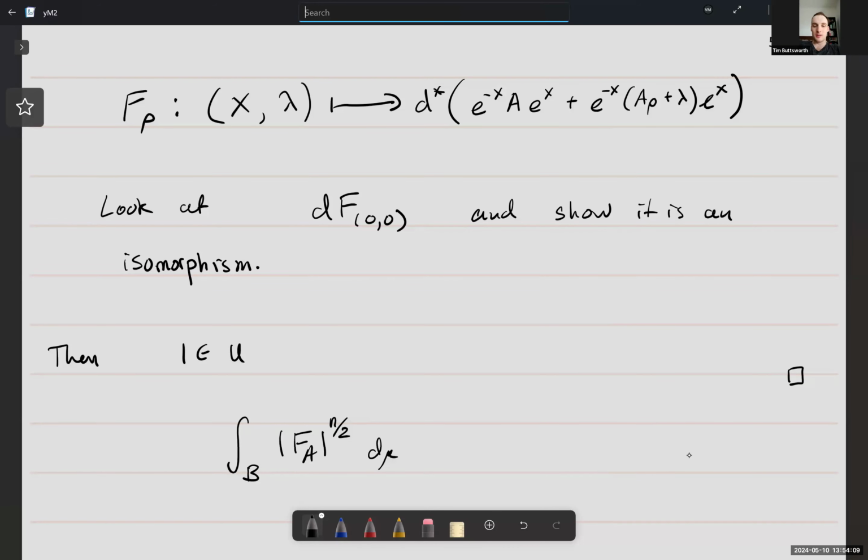So a question is showing that df of (0, 0) is an isomorphism. Is that pretty straightforward, or do you know? I don't think... No, I think it is straightforward. If you differentiate it, actually it would be quite complicated.